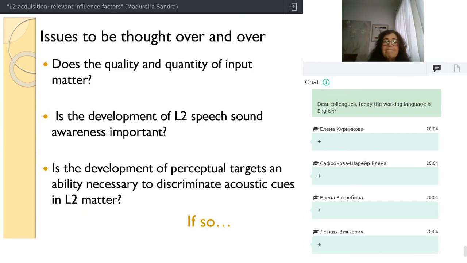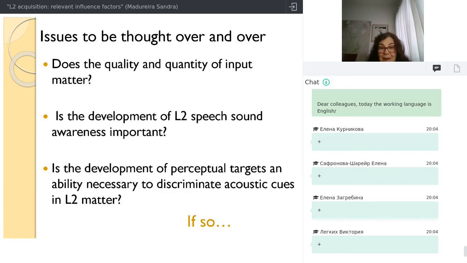And then, as food for thought, I raised the following questions. Does the quality and quantity of input matter? Is the development of L2 speech sound awareness important? Is the development of perceptual targets, an ability necessary to discriminate acoustic cues in L2, important? If so, this is food for thought. You're going to think about it.